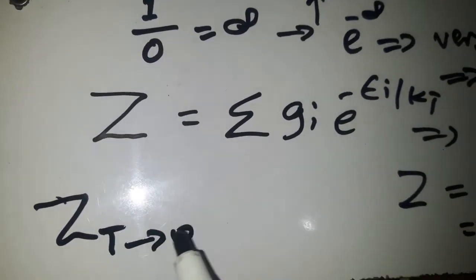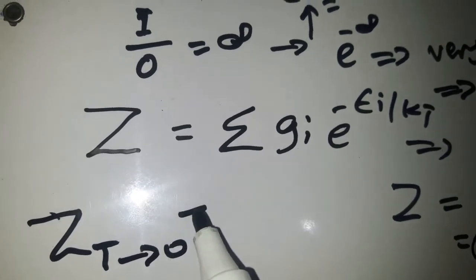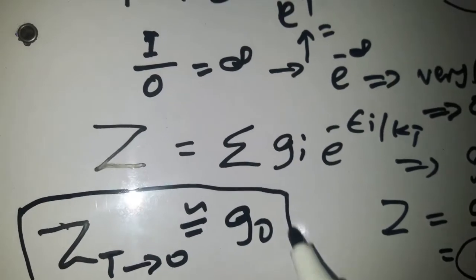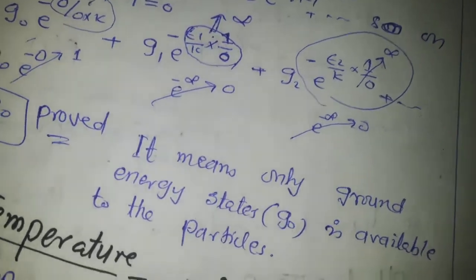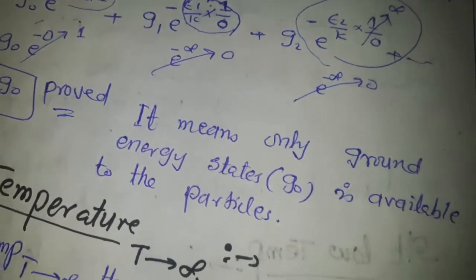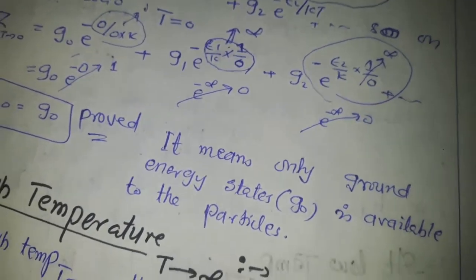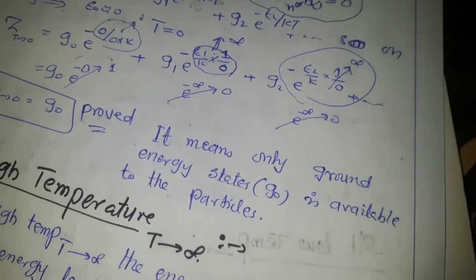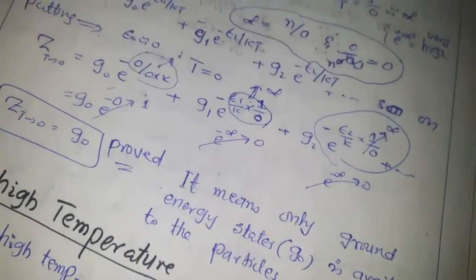So at very low temperature, the conclusion is that if T approaches 0, our partition function corresponds to the ground state only. This shows that if the temperature is very, very low, only the ground energy level is available for the particles, and all other higher energy levels will not be available, because the energy spacings are very far from each other.